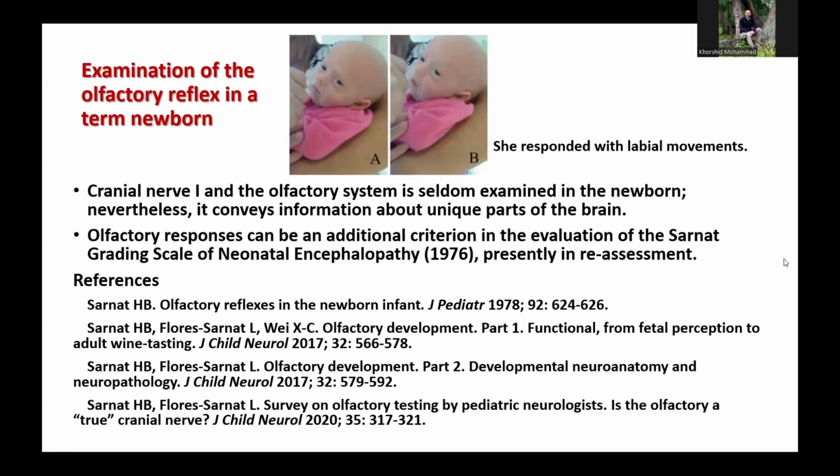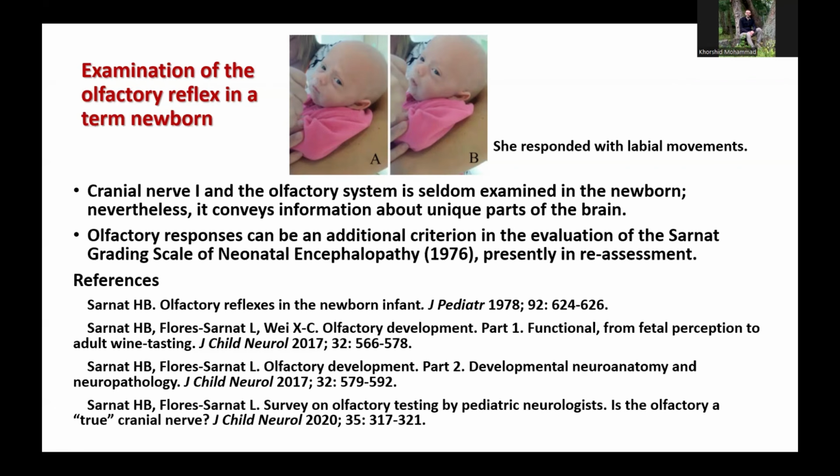And here you see a picture of a baby who is being tested. I don't know how well you see this, but we're holding a small glass laboratory tube, which has a wad of cotton from a cotton ball in the tube with peppermint oil on the cotton. And the baby responds to that. This is not a video, so I can't show you the actual movements, but she did respond with labial movements.